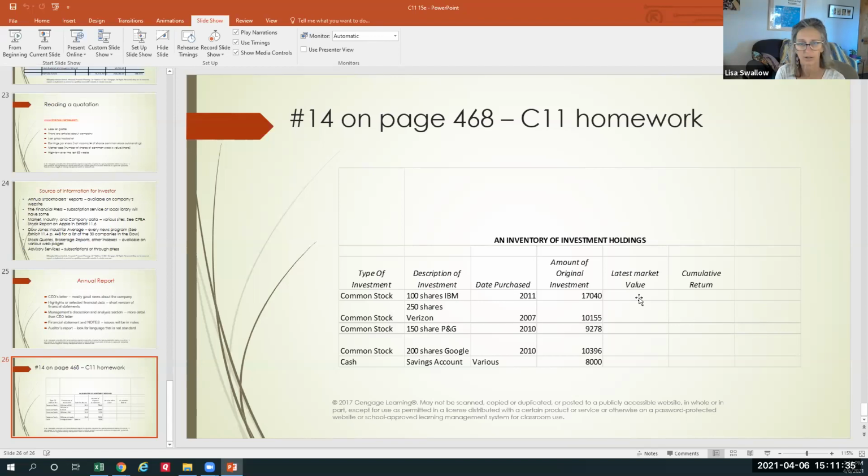I'm sitting here right now in 2021. So what am I going to divide that by to get an annual return? Divided by 10 years, I can eyeball that. Not very impressive, 1.74%. Okay.